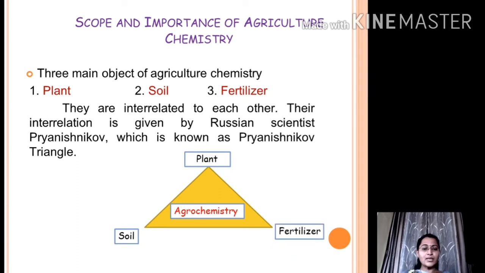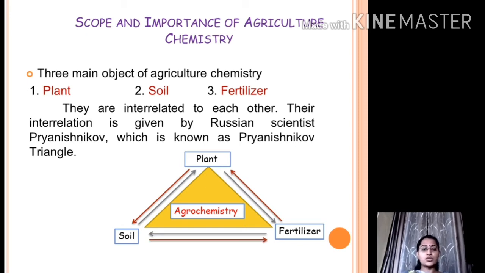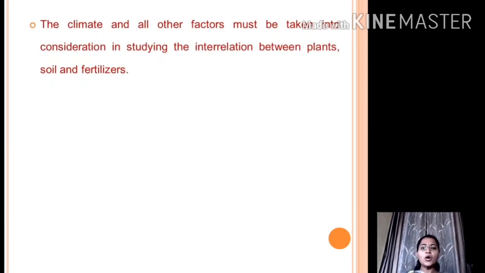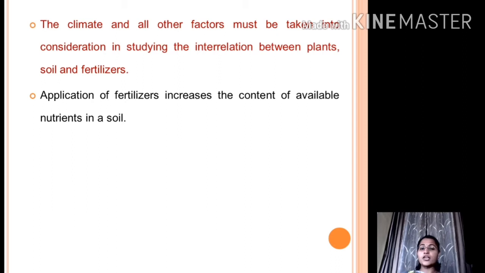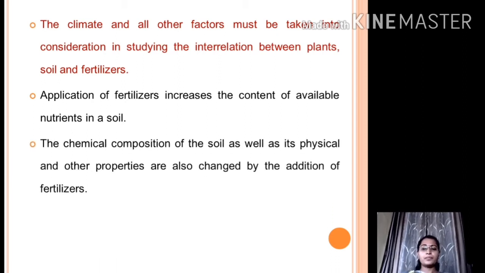In agrochemistry, there are three parameters: soil, plant and fertilizers. Soil and plant are interrelated with each other, as well as plant and fertilizers show their interrelation, and soil and fertilizers are also interrelated with each other. This interrelation is given by the Russian scientist Pryanishnikov. Therefore, this triangle is named the Pryanishnikov triangle. Going further, the climate and all other factors must be taken into consideration in studying the interrelation between plants, soil, and fertilizer. Application of fertilizers increases the content of available nutrients in a soil. The chemical composition of the soil as well as its physical and other properties are also changed by the addition of fertilizers.